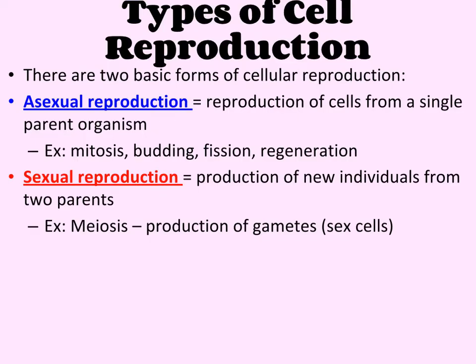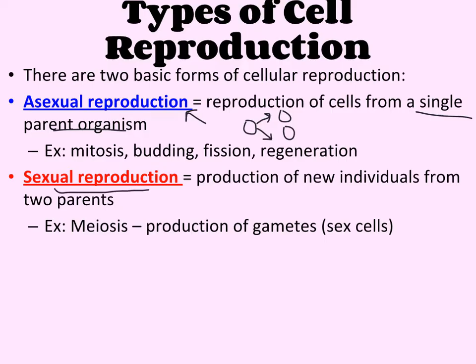All right, so here are the two broad categories of cell reproduction. And we've kind of gone over it already. The first one is asexual. That is the reproduction of cells from a single parent organism. So basically, one cell makes a copy of its DNA and divides to become two identical daughter cells to the original cell. Now, we do not reproduce like that, us humans.